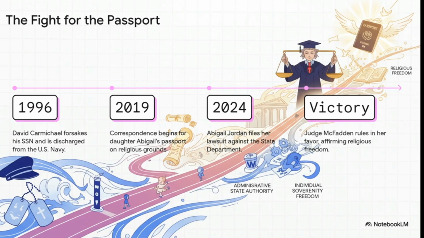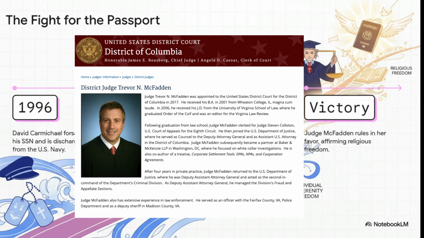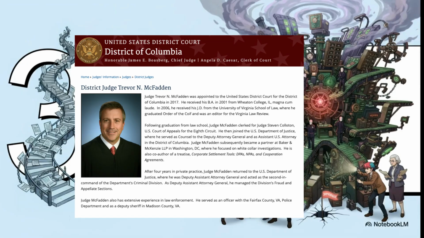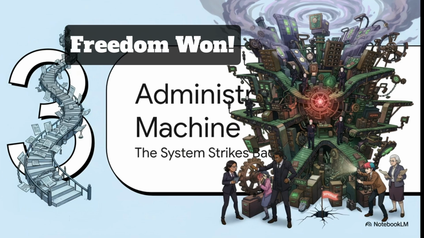And then, in a moment that feels almost like fate, the case lands in front of Judge McFadden, a graduate of Wheaton College, known for being a school for missionaries. He got it. He saw the case for what it was, a fundamental test of religious freedom versus bureaucratic convenience. And you know what? Freedom won.